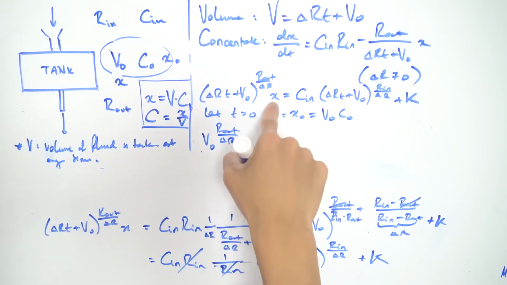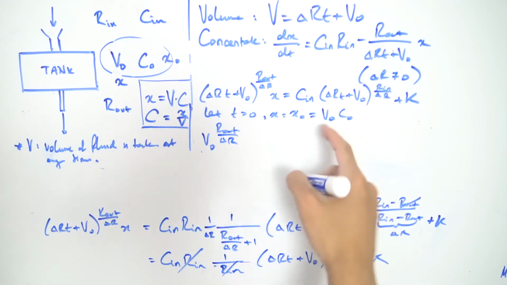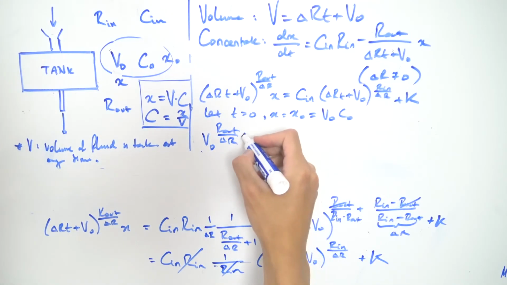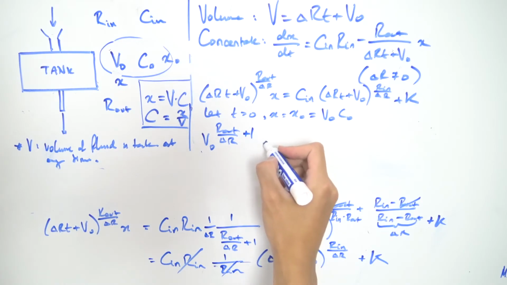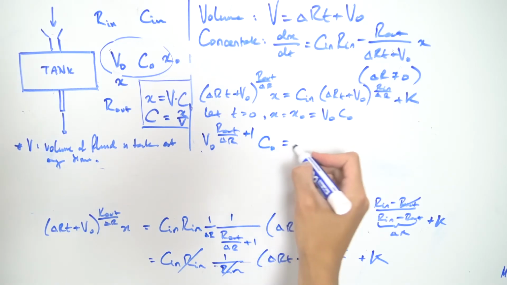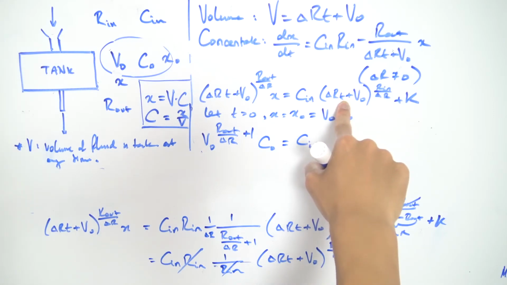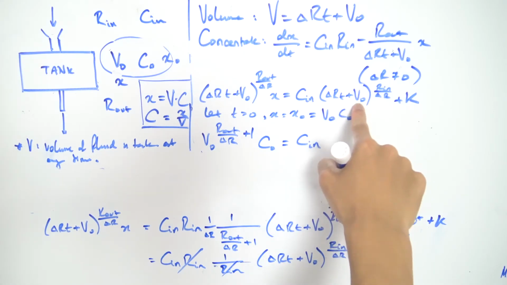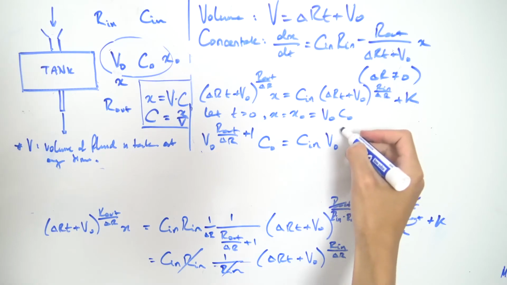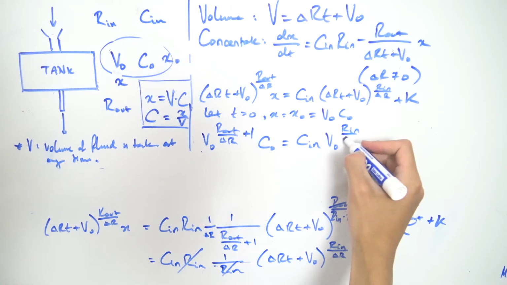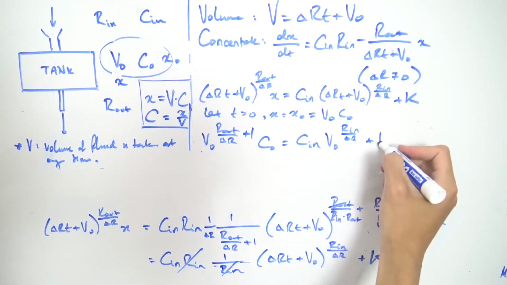And then x will turn into v naught times c naught. So we have another v naught, so let's add 1 to the exponent. Then we have a c naught, and this is equal to cn. And letting t be equal to 0 in here, we're going to be left with v naught raised to the Rn over delta r, and then plus k.